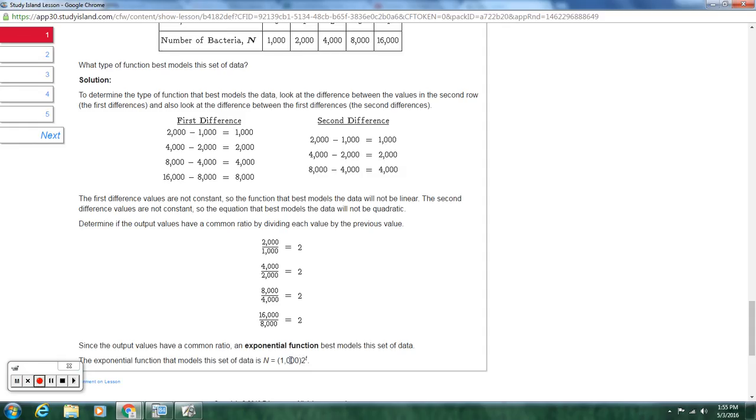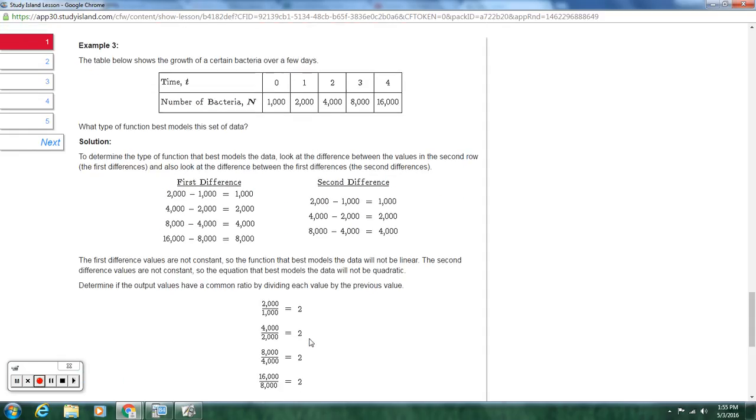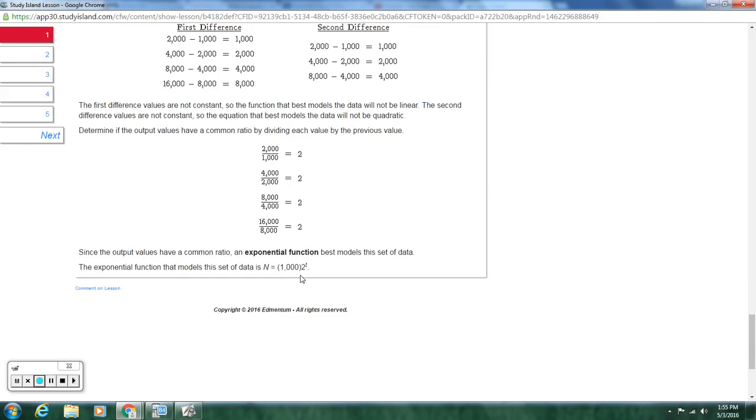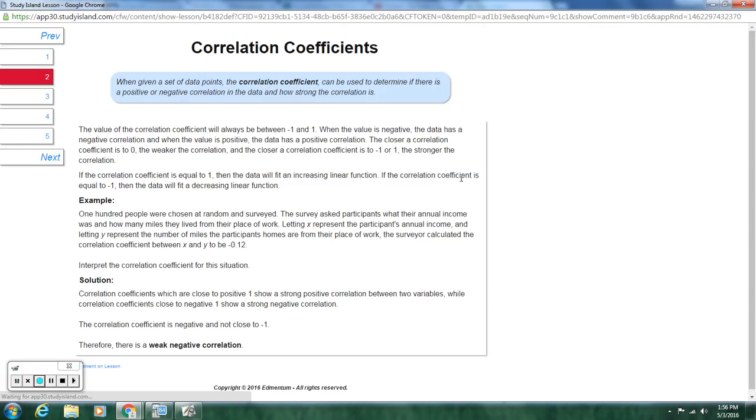You start out at 1,000 bacteria. Where did we start? 1,000 bacteria. What was that rate that it grew at? 2. And then T was your time. T is your X. So we did all that.